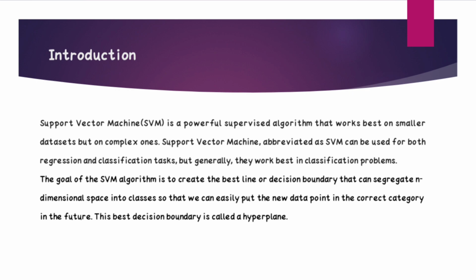Support vector machine is a powerful supervised learning algorithm that works well on smaller datasets, even complex ones. Support vector machine, abbreviated as SVM, can be used for both regression and classification tasks, but generally they work best in classification problems. The goal of the SVM algorithm is to create the best line or decision boundary that can segregate n-dimensional space into classes so that we can easily put new data in the correct category in the future. The best decision boundary is called a hyperplane.